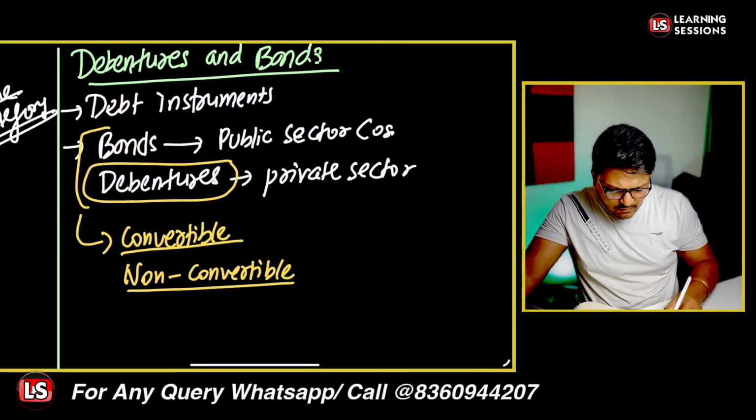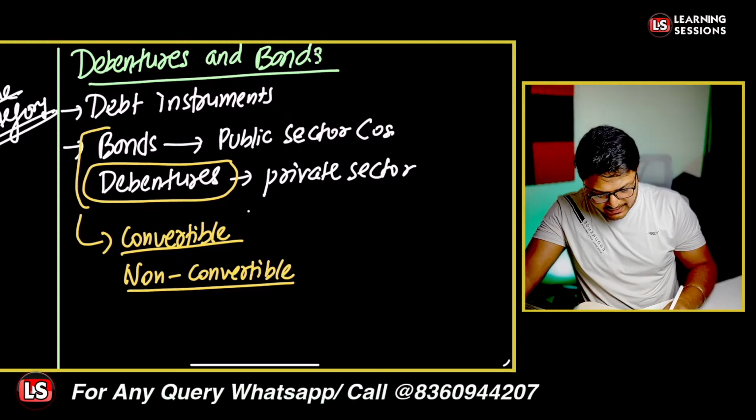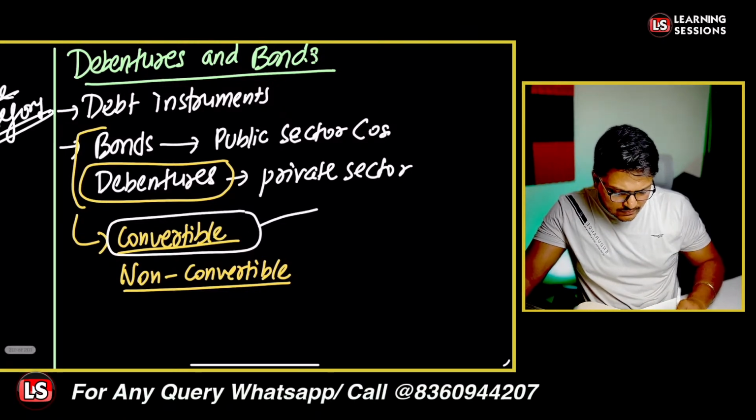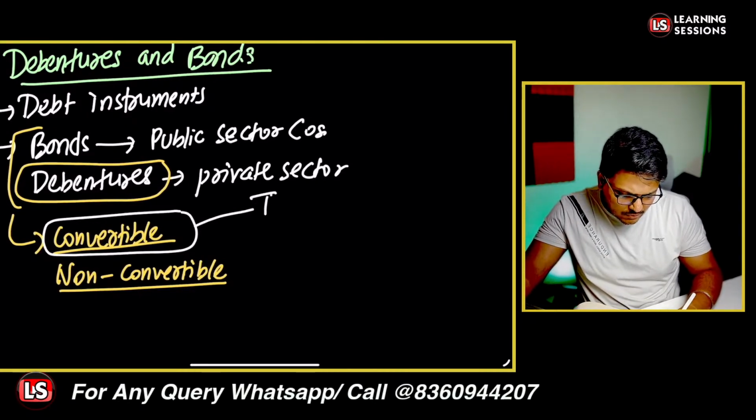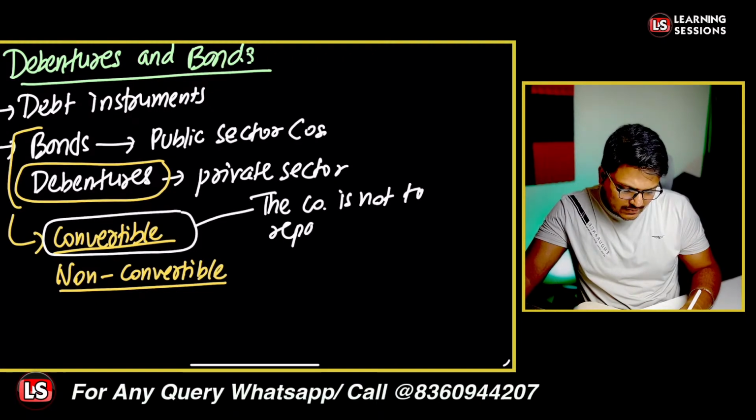Now why will these be beneficial? If these are convertible, how would they be beneficial? Let's say the bonds or debentures are convertible. In this scenario the company does not have to repay the amount, because the debt is to be repaid but the equity is not to be repaid. The company does not have to repay the amount. That's the benefit to the company.